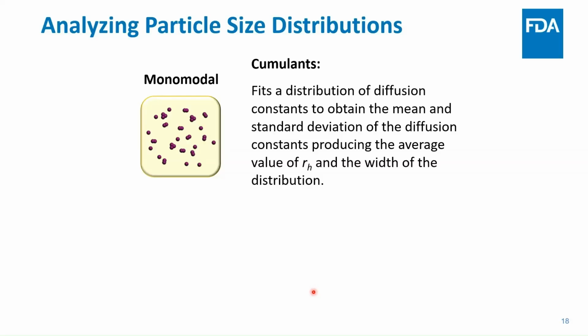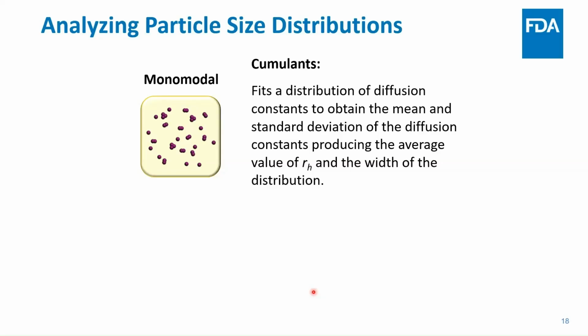Basically what it does is it takes that correlogram and fits a single decay, which gives you a mean and a standard deviation for the hydrodynamic size. It calculates from that single curve a single value for size and a PDI from a different inflection point on the curve.